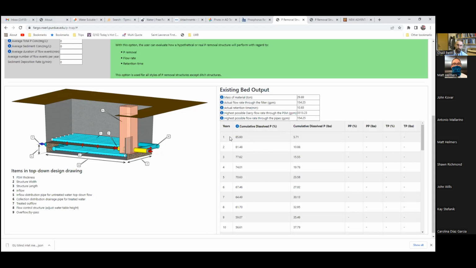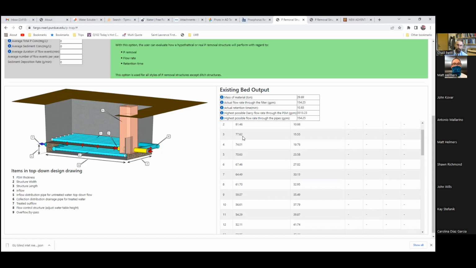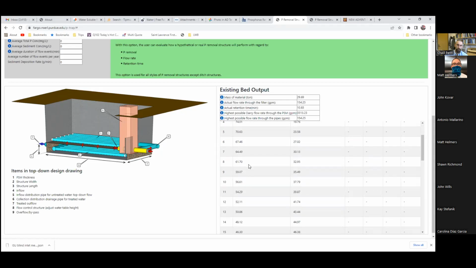Starting out in the first year, the cumulative P removed as a percentage and also as a mass. So the first year, obviously you remove the most phosphorus, and with time, as you keep loading it with more and more phosphorus, it becomes saturated and it becomes less effective. So the first year you would remove theoretically around 86% of the load. At that point, it would remove almost 6 pounds of phosphorus. And then with time, you can see its efficiency decreases as it becomes saturated with phosphorus.